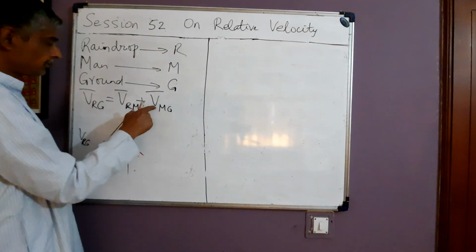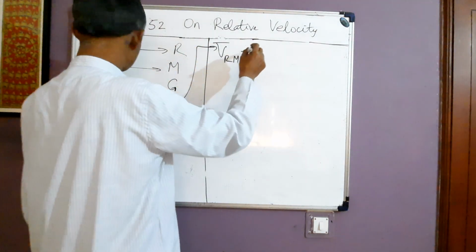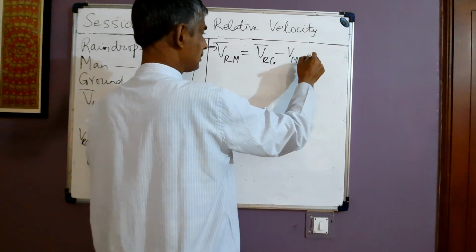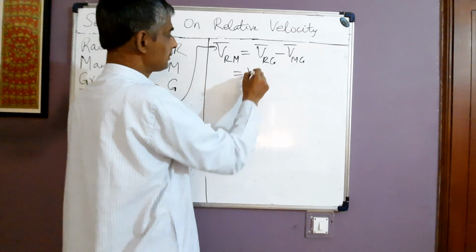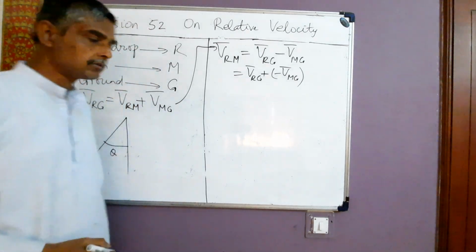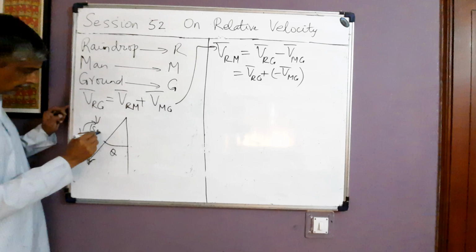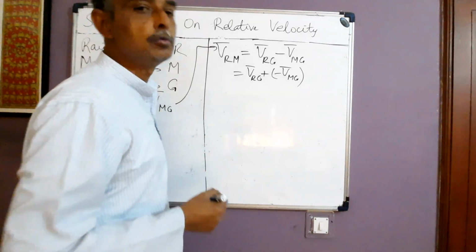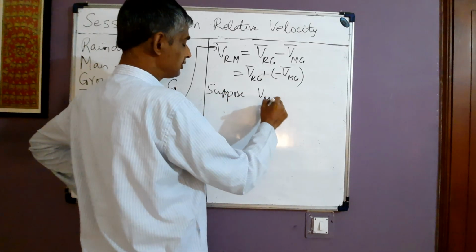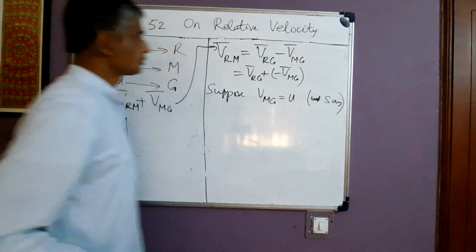From this equation we solve for VRM. So VRM becomes VRG minus VMG, that is VRG plus minus VMG. Now let us assume that VRG has a constant magnitude of V, and suppose the initial value of VMG is U. Initially the person is running towards the right at a speed U with respect to ground.